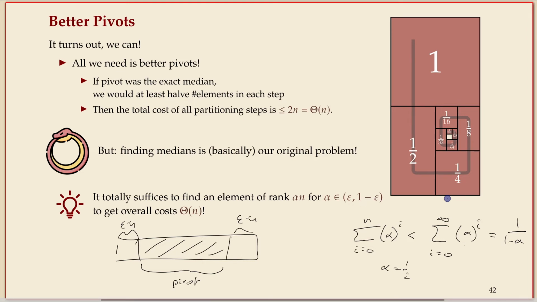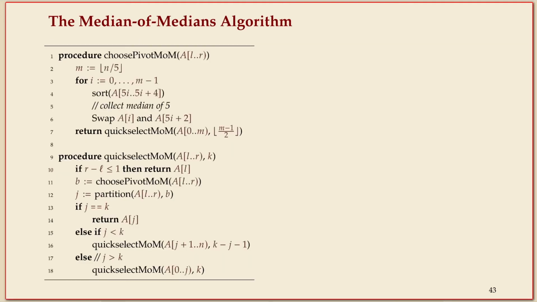So can we somehow do this? Can we find not the exact median cheaply, but somehow something not too far away from it? And it turns out we can. It's a little more convoluted. So the idea is we split the elements up into groups of 5. And from these 5 elements, we just sort those, and we take the middle one.